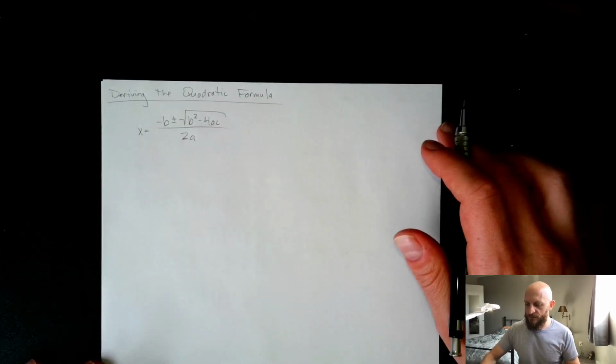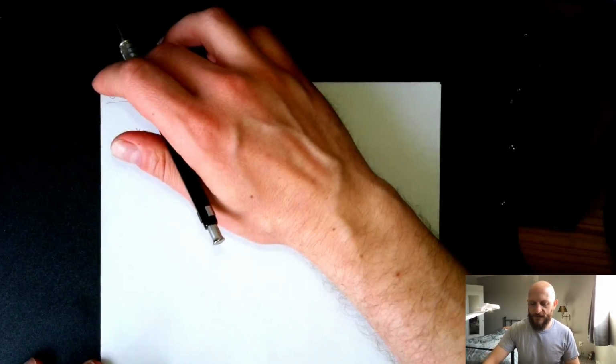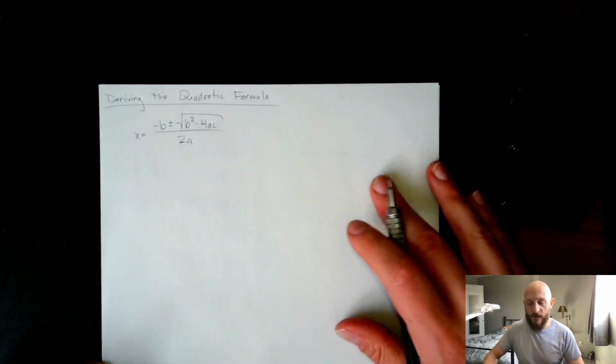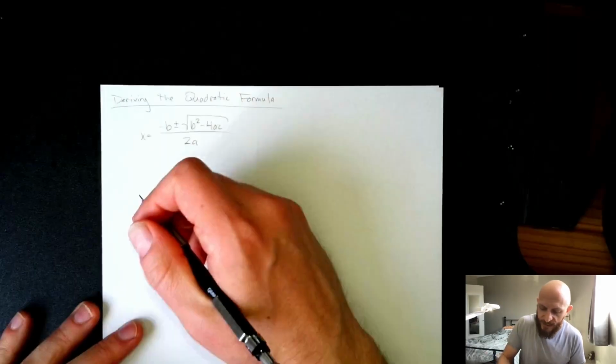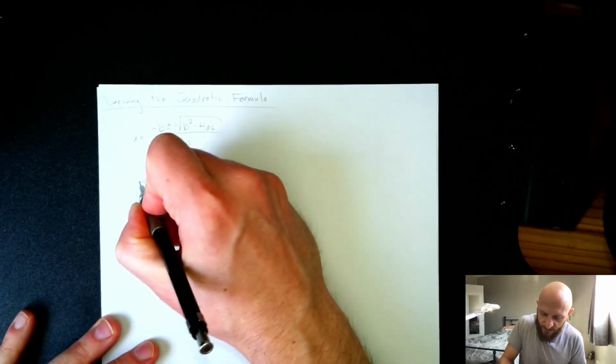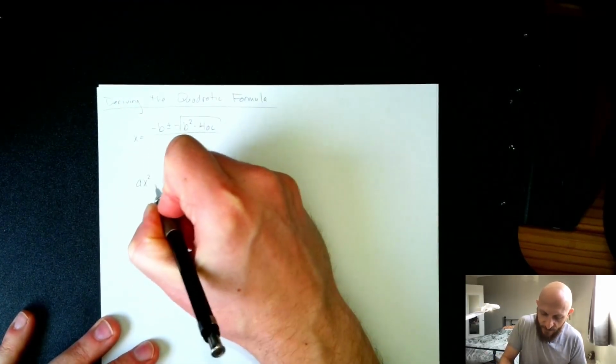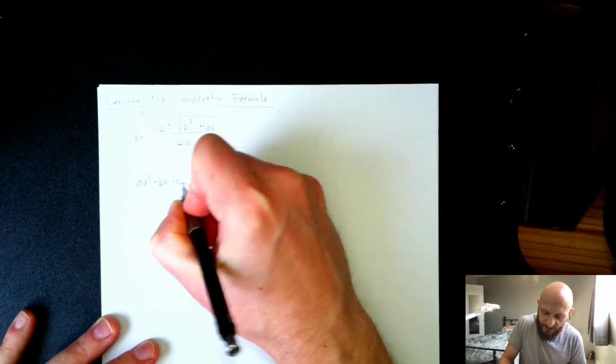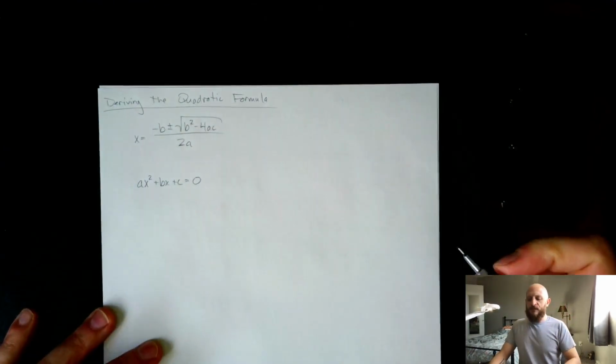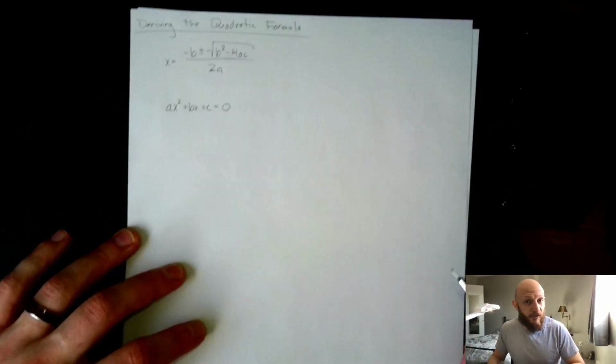So that's what we're going to derive, and the way that we derive it is by completing the square on a generic quadratic. So what's a generic quadratic look like? Well, it's of the form ax squared plus bx plus c equals 0. So this is just going to be like deriving the quadratic formula.